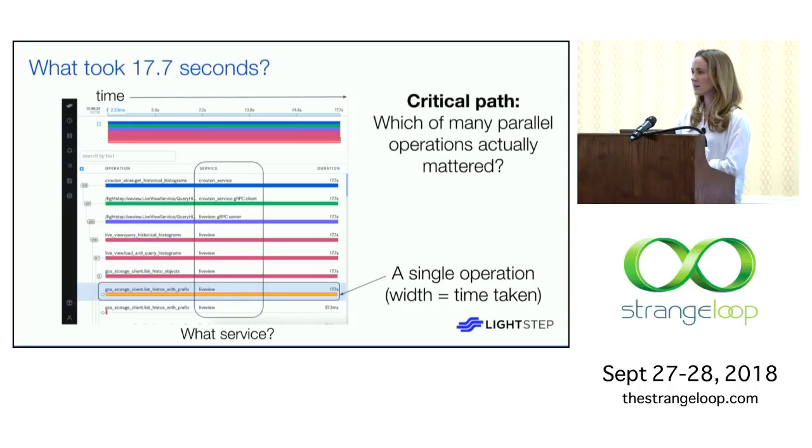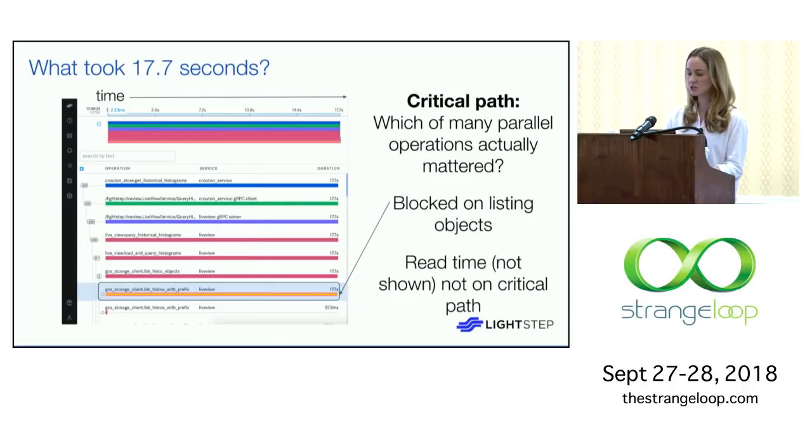Now, the other thing that's really useful here and helpful for understanding the why is understanding the critical path. There's typically a lot of things that are happening in parallel. It can be tempting to just look for the things that took the longest, but the only things that are important are the things that are actually on the critical path. So here the yellow bar is showing me the critical path, and it's showing me that it's blocked on listing objects.